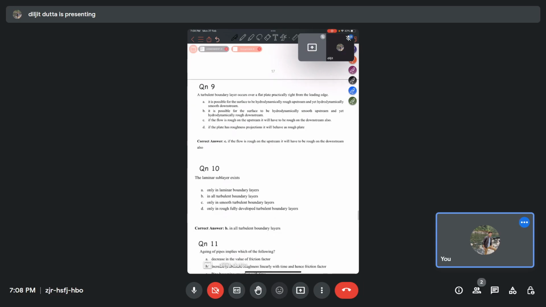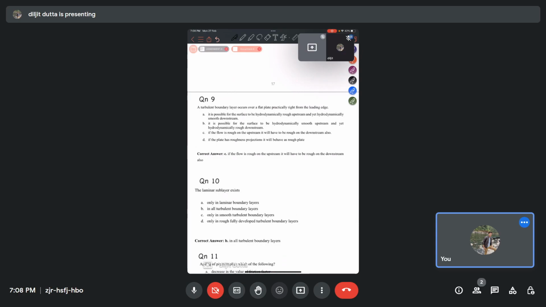So now we will move on to the next question. A turbulent boundary layer occurs over a flat plate practically right from the leading edge. Okay, so in what condition is this possible? It is possible for the surface to be hydrodynamically rough upstream and yet hydrodynamically smooth downstream.